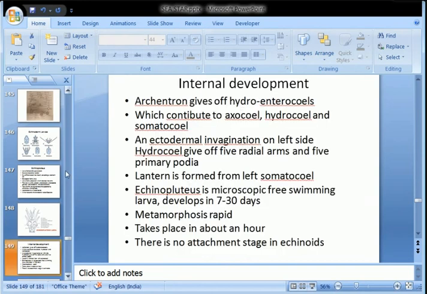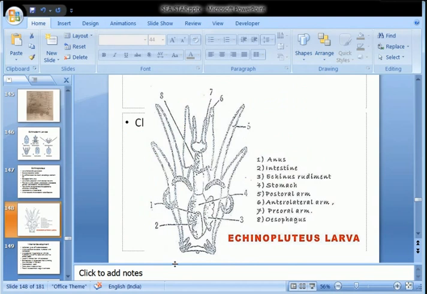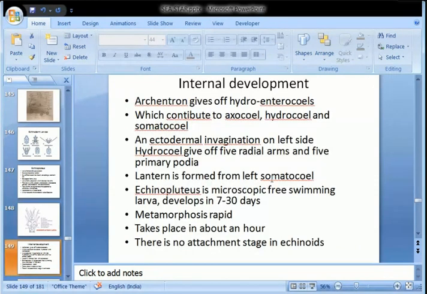You saw the external development here. Internal development also goes like the bipinnaria. Here the archenteron gives off the hydroenterocoel, that is, a coelom is formed, and so this is an enterocoelic animal. You know very well what enterocoelic organisms are. Then the coelom develops and is differentiated into three parts: the axocoel, the hydrocoel, and the somatocoel. We have already discussed this in the case of the bipinnaria. So this coelom finally forms axocoel, hydrocoel, and somatocoel.